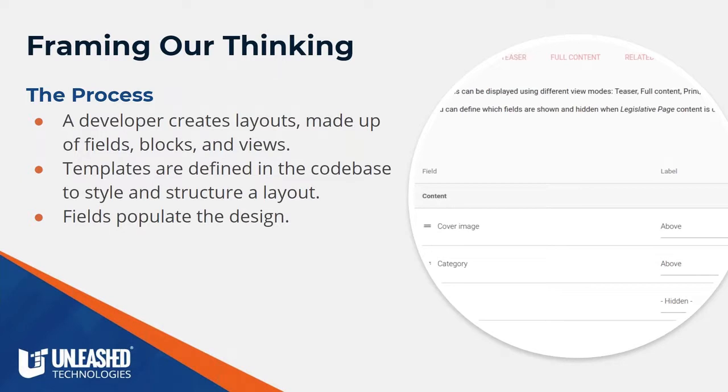Once we've created these tools, we then use templates to define in a code base the styles and the structure of the layout. Are things going to appear in one column? What kind of colorings and fonts are we using? Things like that. And the fields populate the design, which is important to note here. So you as a content manager are using those fields to fill out the design that we're giving you.